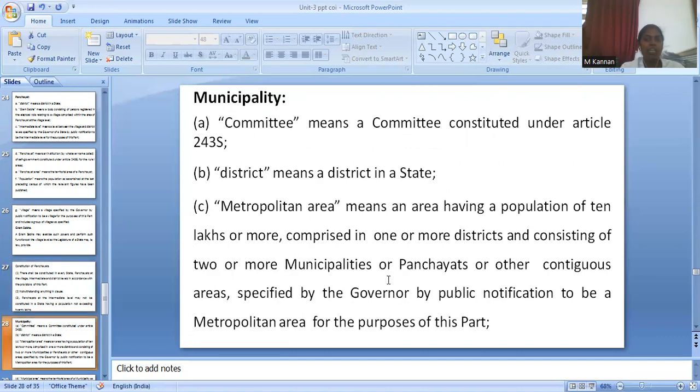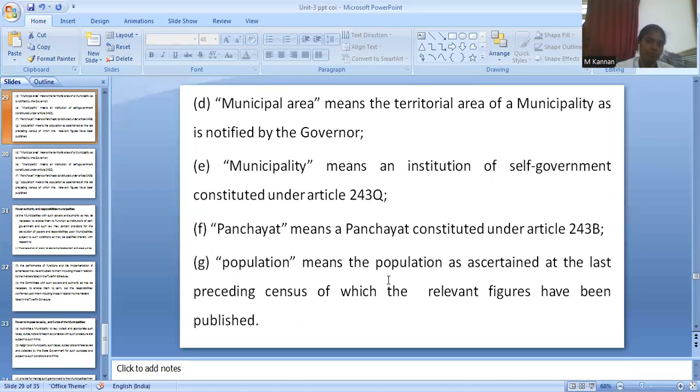Municipality. A committee means a committee constituted under Article 243. A district means a district in a state. A metropolitan area is one in which the population is more than 10 lakhs. A metropolitan area means an area having a population of 10 lakhs or more, comprised in one or more districts and consisting of two or more municipalities or panchayats or other contiguous areas, specified by the governor by public notification to be a metropolitan area for the purposes of this part.